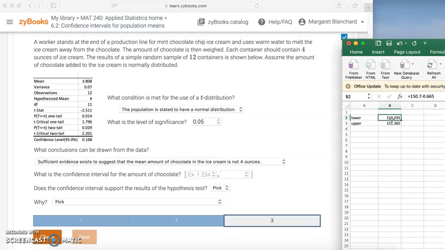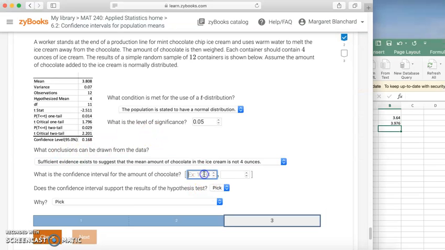We're going to come over here again. We have our lower and upper bound still. Remember, we have our mean, that's 3.808, and we're going to subtract that margin of error down here. That's 0.168. And then for the upper bound, we're going to do the same thing, but we're going to add 3.808 plus that margin of error, 0.168. All right, so let's put those in here for our lower and upper bounds. We have 3.64 and 3.976.